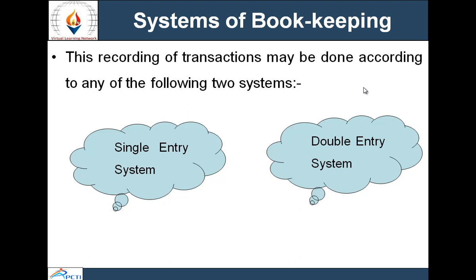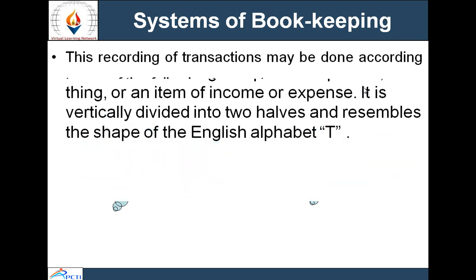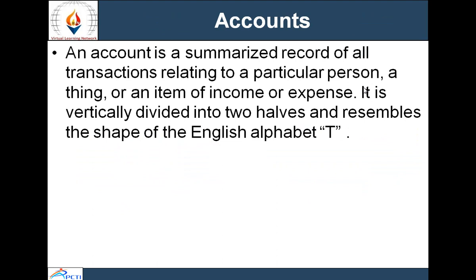Next is single entry. A single entry bookkeeping system or a single entry accounting system is a method of bookkeeping relying on a one-sided accounting entry to maintain financial information. An account is a summarized record of all transactions relating to a particular person or thing or an item of income or expenses. It is vertically divided into two sides and resembles the shape of the English alphabet T.